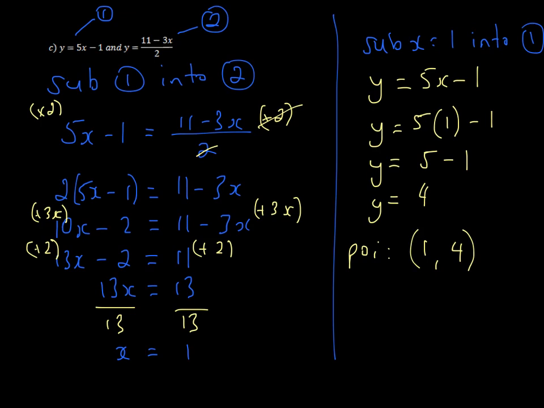So the first thing we did when we were working with the substitution method is identify equation 1 and equation 2. We then needed to decide what we were going to substitute in. So are we substituting equation 1 into 2 and so on, and then work through and solve and find x to begin with, or y, and then substitute that value into one of the equations to find the other value to get the point of intersection.